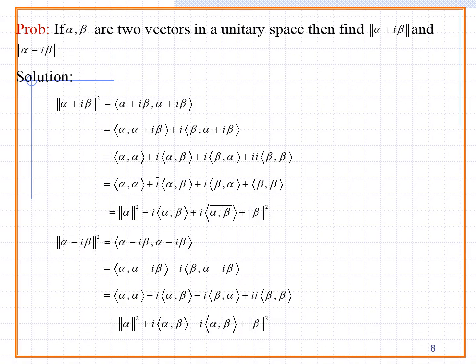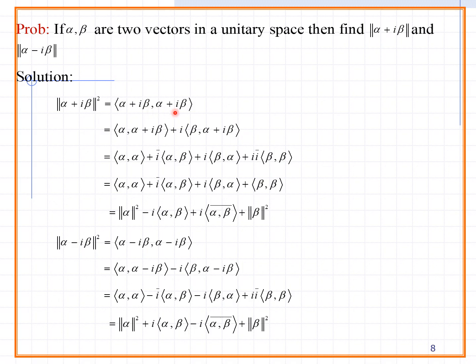So let us see this. If alpha comma beta are two vectors in a unitary space, then find norm of alpha plus i beta and norm of alpha minus i beta. So norm of alpha plus i beta whole square equals the inner product. How can we write it? Alpha plus i beta comma alpha plus i beta.